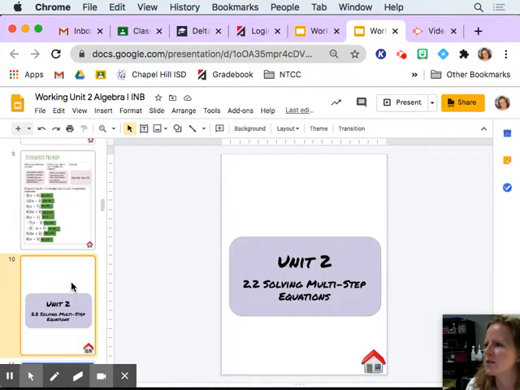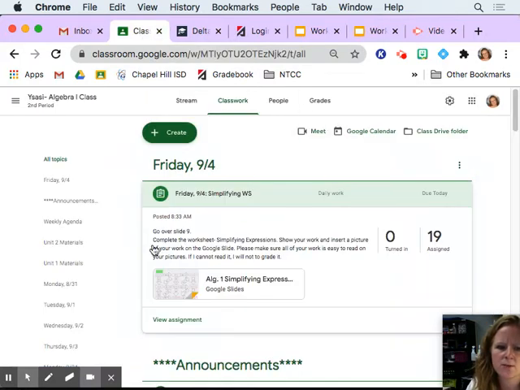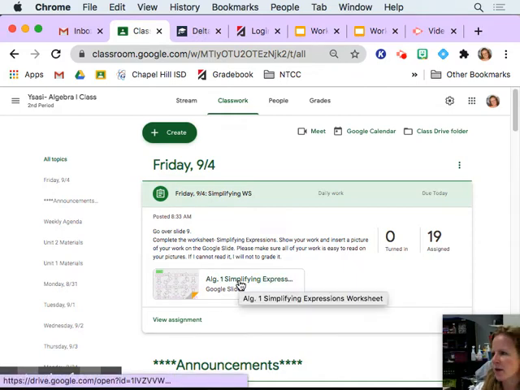Okay, we are not starting the equations yet. What you're going to do is practice simplifying expressions by using combining like terms and distributive property. So if you look back at the assignment, it says complete worksheet simplifying expressions, show your work, and insert a picture of your work on the Google slide. Please make sure all of your work is easy to read on your pictures. If I cannot read it, I will not grade it.